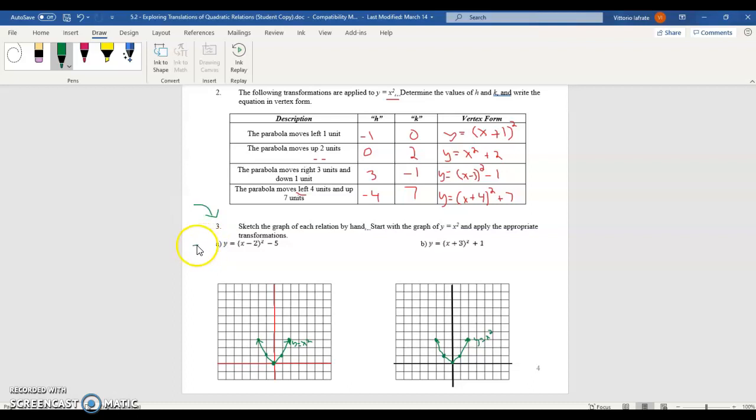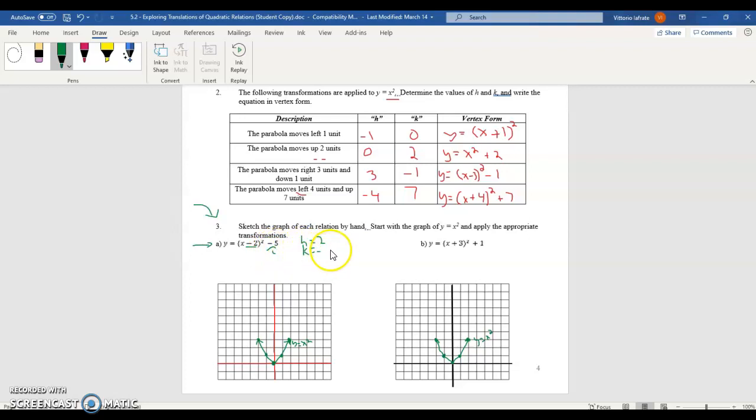So if we look at question A over here, we have the vertex form, x minus 2 squared, and then minus 5. This would be our h value over here. So we have our h value of 2, and this would be our k value. Our k value is minus 5.